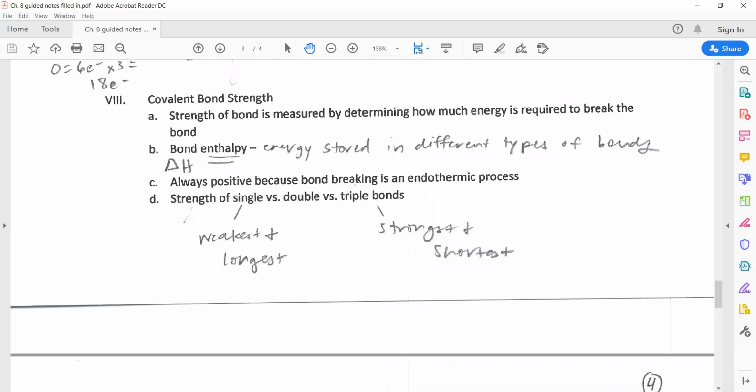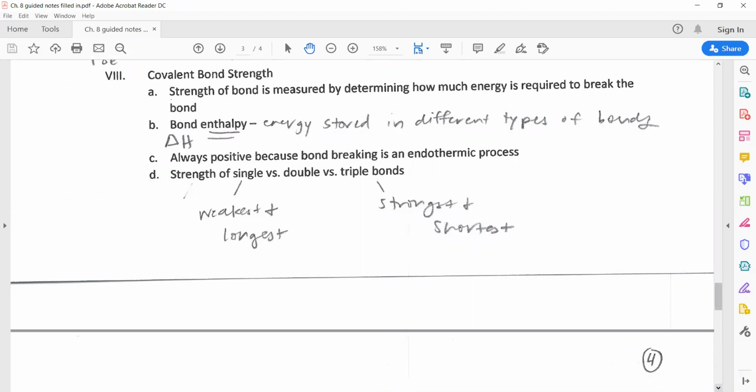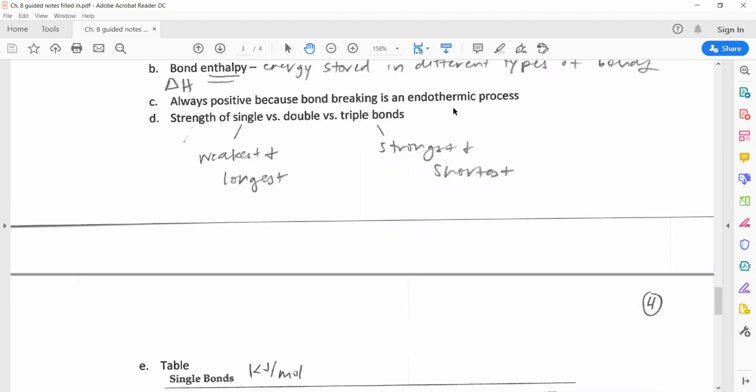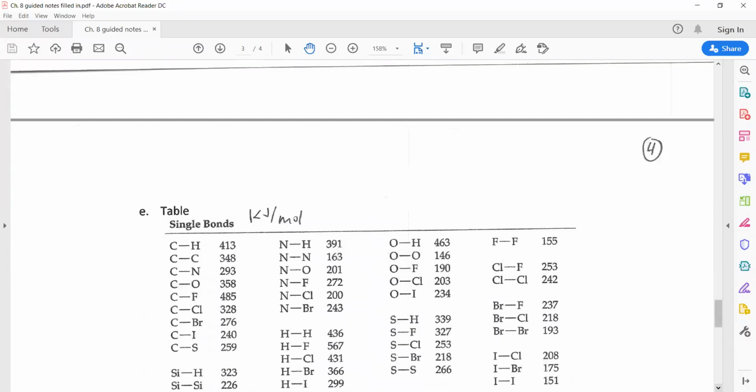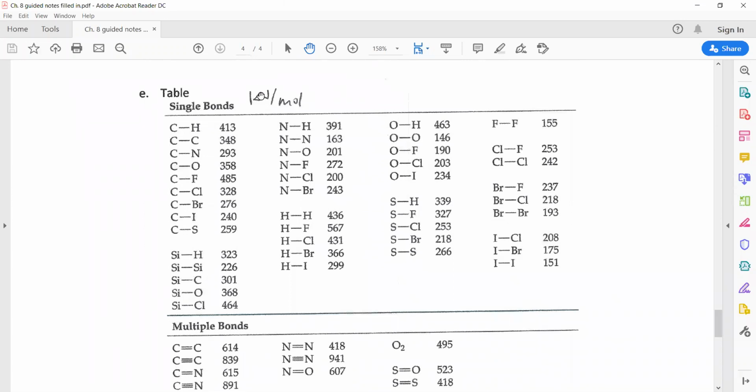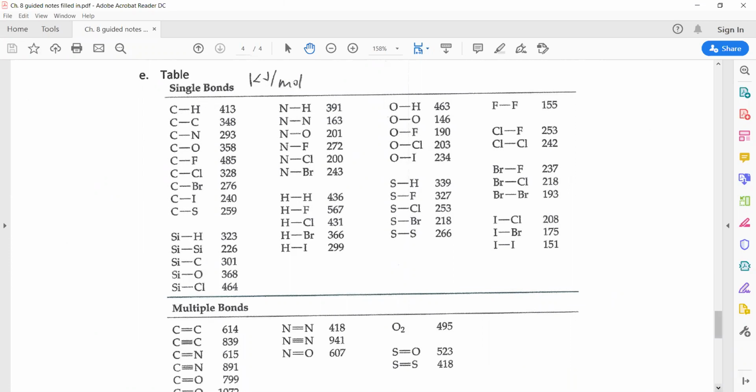One thing we also want to know is that it always requires energy to break a bond, which means it's endothermic. And the opposite is true. When you form a bond, you're always releasing energy, and that would be an exothermic process. Here in this table, we can see examples of bond enthalpies. They're in kilojoules per mole, so it's the energy required to break 1 mole of these bonds, okay? You can see that it's between different atoms and that there are double and single and triple bonds also.